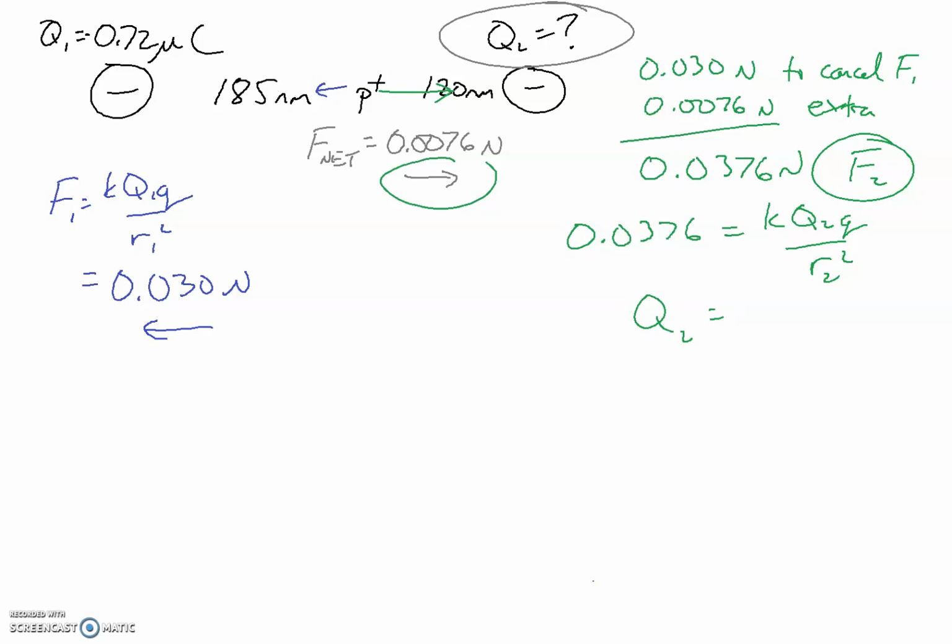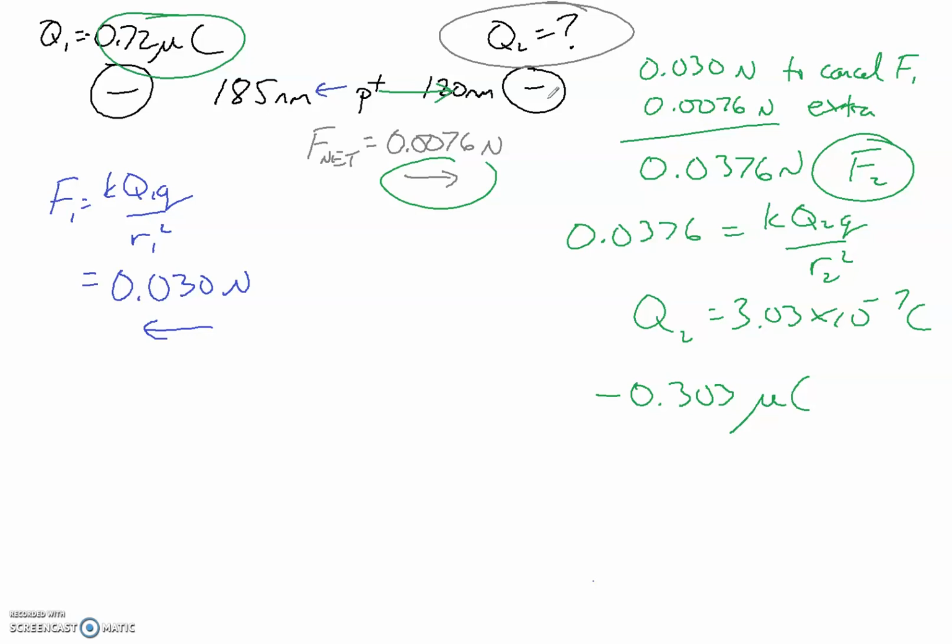So with that, we should get around 3.03 times 10 to the negative 7 coulombs. If we put it in the same notation as our Q1, that would be 0.303 microcoulombs, and it is a negatively charged particle as labeled up there, so charge number 2 should be negative 0.303 microcoulombs.